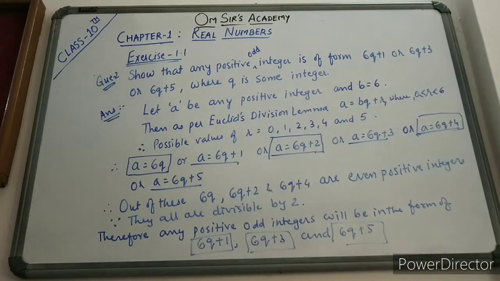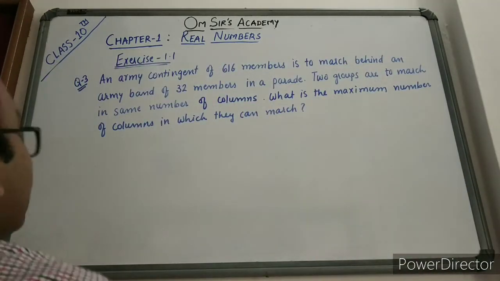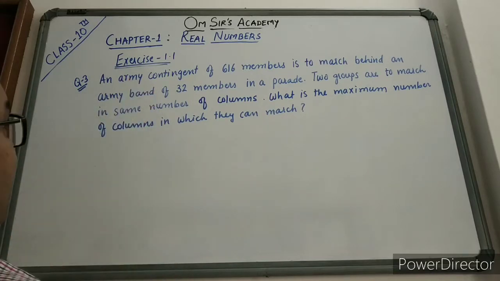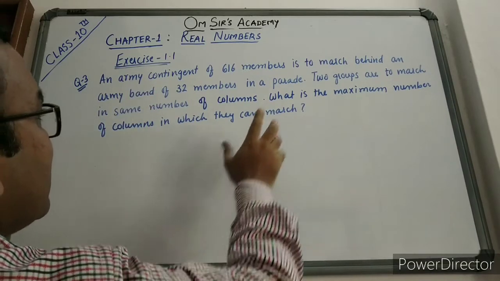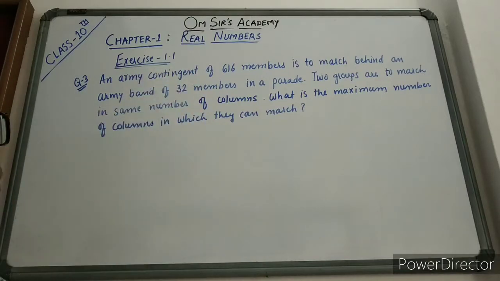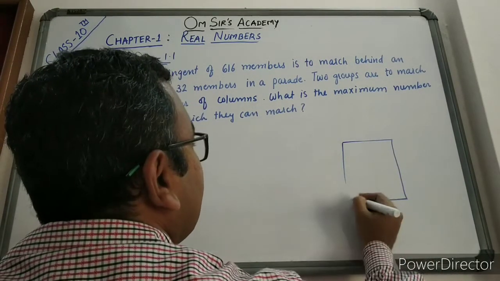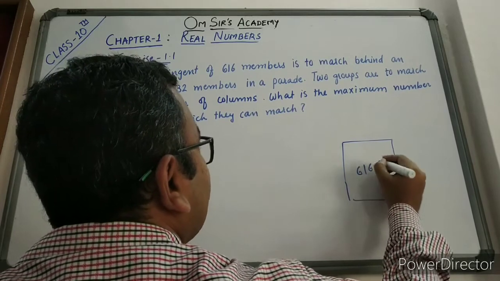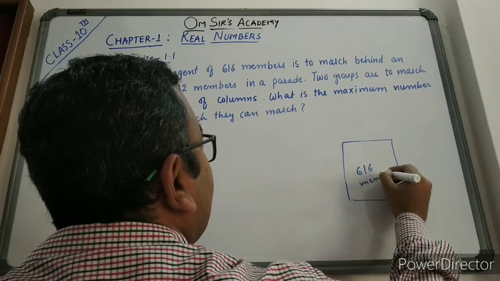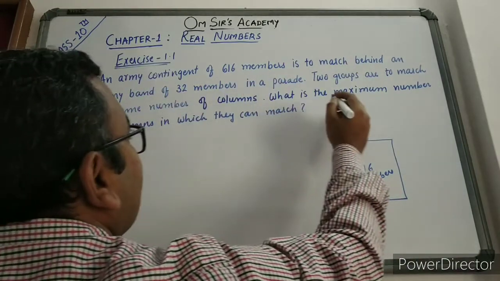Okay, now let us start with the next. So friends, let us start with the third question. The third question says that an army contingent of 616 members is to march behind an army band of 32 members in a parade. Suppose here there is an army contingent of 616 members, and they have to march behind an army band.